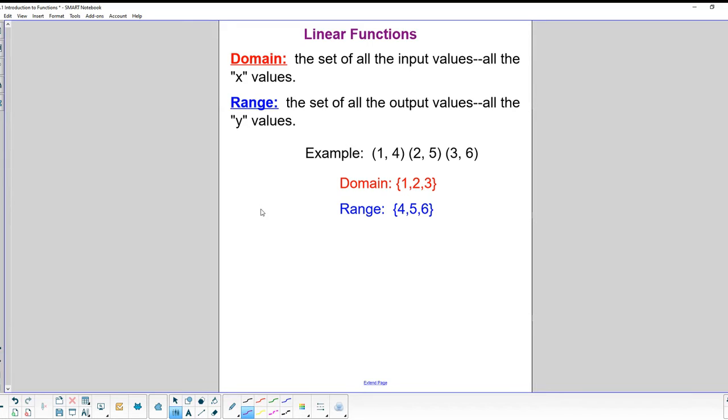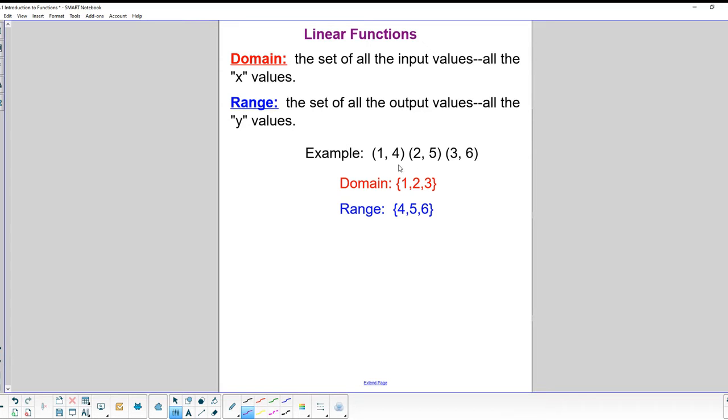Another name for the set of all the inputs that you put into a particular function is called the domain. So it's all the x values. And on the other hand, the set of all the output values, all the y values that result from the inputs, is called the range.